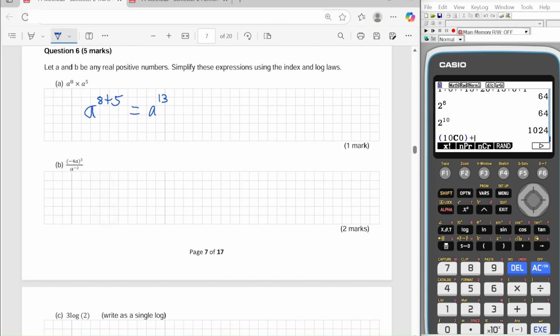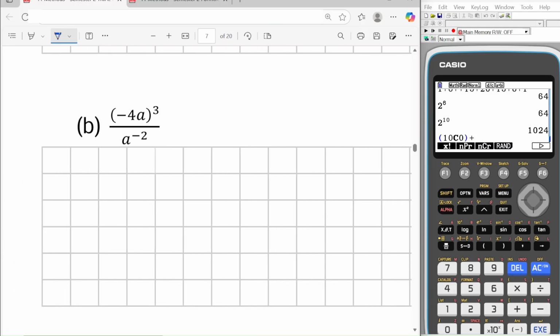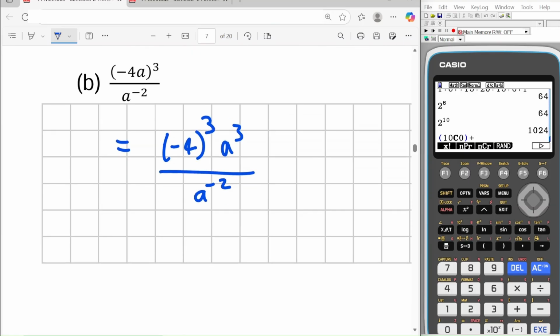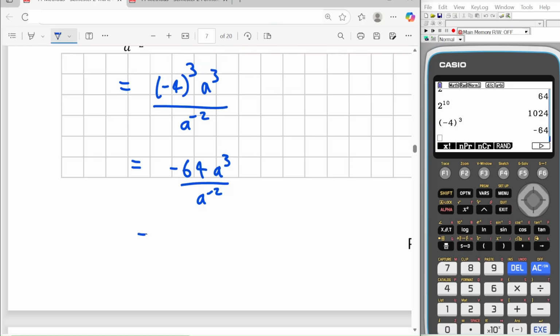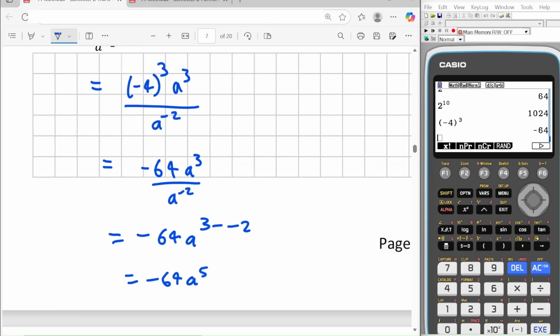Add the powers there. With this one here, we have to expand the top first. So that's minus 4 cubed, a cubed over a to the minus 2. Minus 4 cubed, so 4 cubed is 64, and it's a negative sign. If you are not sure about that, I really would encourage you to just chuck it in your calculator. Hey, look, it's minus 64. Then you need to subtract the powers. So that's minus 64. A to the 3 take minus 2. So that's minus 64 a to the 5, just like that.